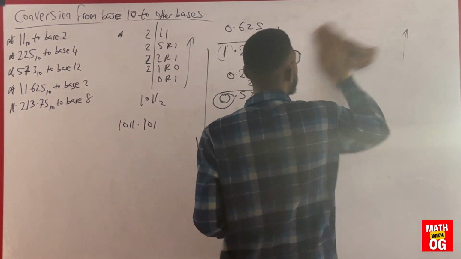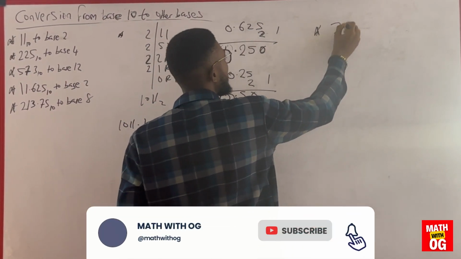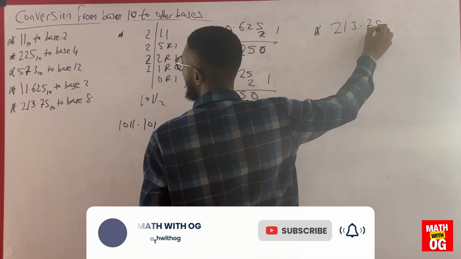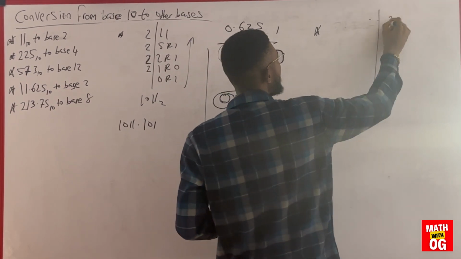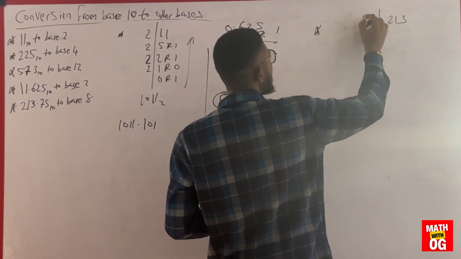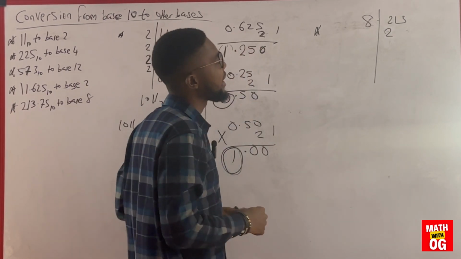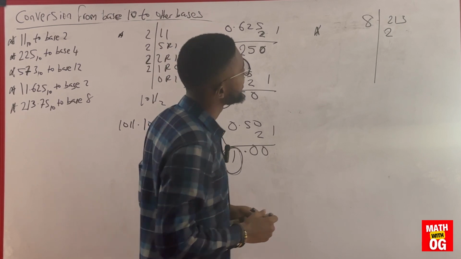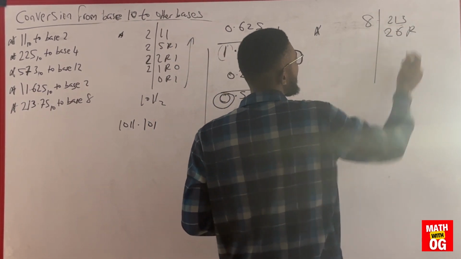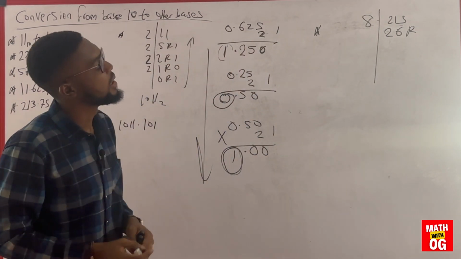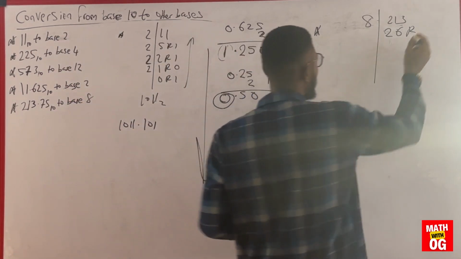Now the last question is 213.75 base 10. Let's convert 213 to base 8. 8 into 21 is 2, that is 16. Remainder 5. 8 into 53 is 6, which is 48. 53 minus 48 should give us 5. So I have a remainder of 5.